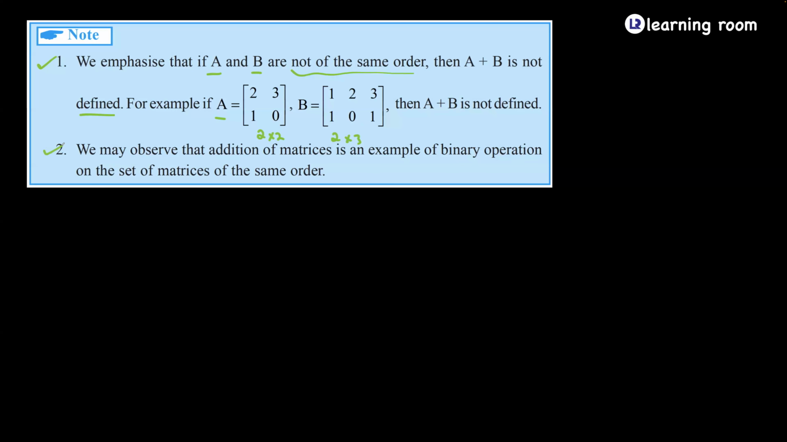Second, we observe that addition of matrices is an example of binary operation on the set of matrices of the same order. So when I say binary operation, you're taking two elements and just adding them together. That's what they're trying to say. You take a set of matrices and add the corresponding elements of that particular set. That's what the definition of matrix addition is telling us. You always add the corresponding elements. Am I clear with that? So this point you can make a note in your textbook itself. This is from your textbook only. Clear? Shall I proceed?